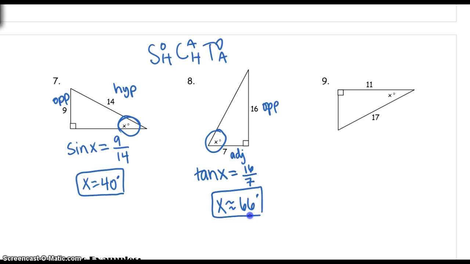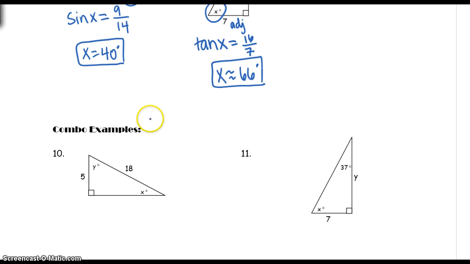Just like that. I'm going to have you try number 9 for class, so go ahead and finish up number 9 and bring that in, and I'll go over it. And then I actually want to talk about these combination examples in class. If you want to try them, you can. I won't stop you. But you don't have to try these for class. I want to go over them with you. And then that's it.